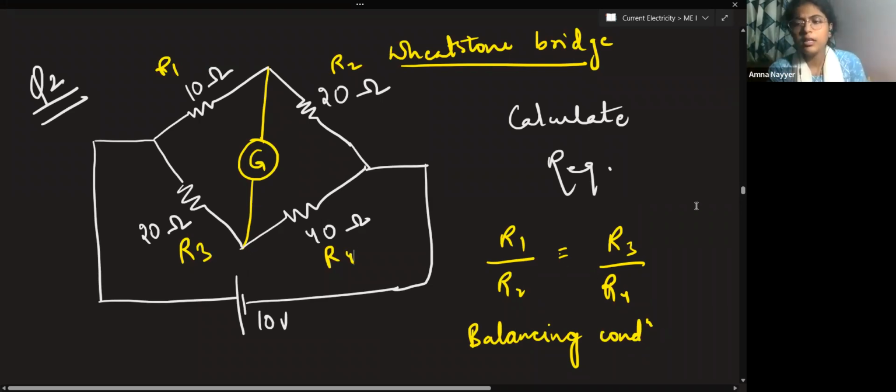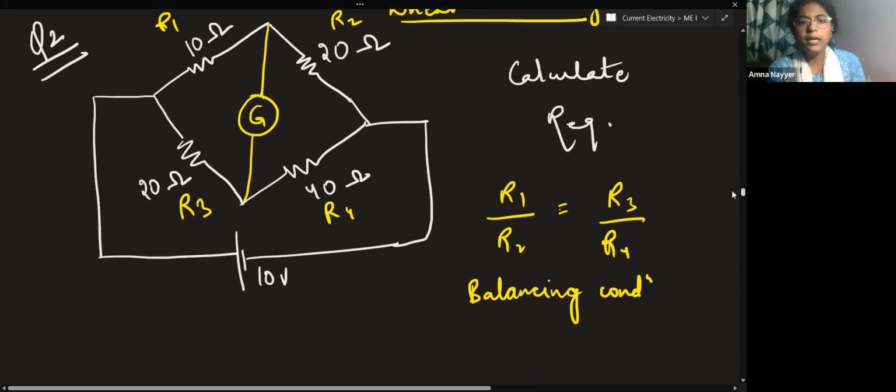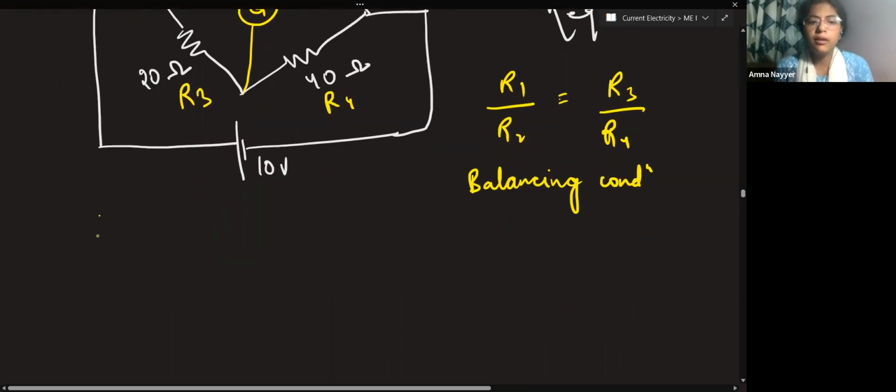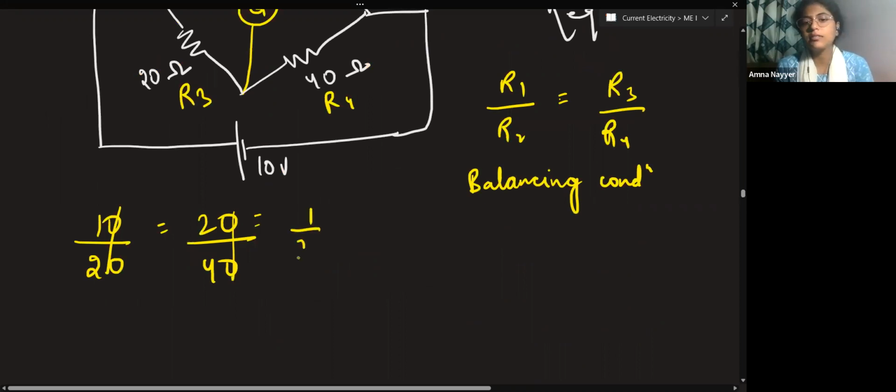Let's see over here. 10 divided by 20, is it equal to 20 by 40? You have to check it. This is half, this is also half. So it means it's a balanced condition.